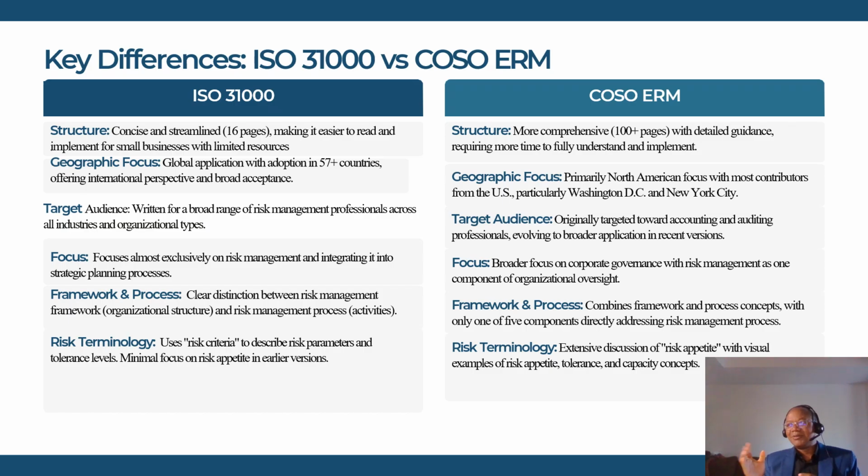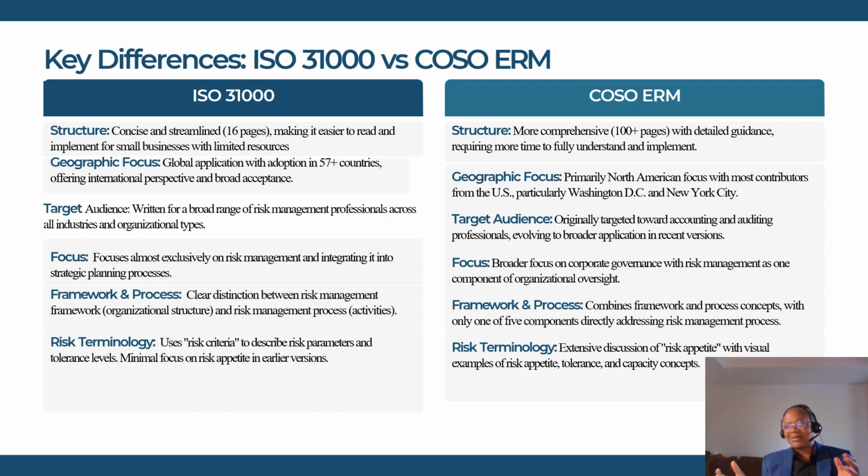On the other hand, for the COSO, the structure is more comprehensive. It has over 100 pages. It's a huge document with detailed guidance requiring more time to fully understand and implement, which makes it sometimes more suitable for organizations with the resources. The geographic focus for the COSO is primarily on North American states, with most contributors from the US, particularly Washington, D.C. and New York City, where it originated.